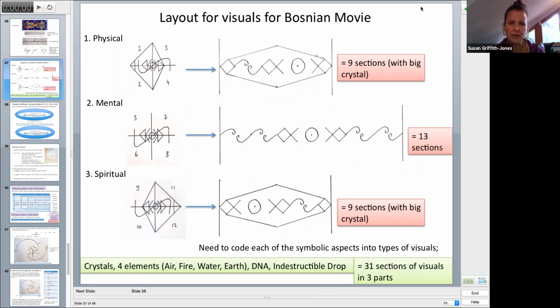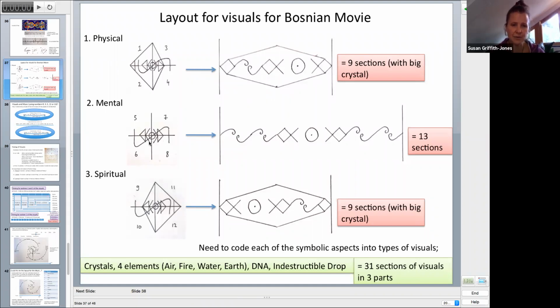So let's just look at this first layer. Now what I did was I created a linear symbolic procession of what should come first, second, third, fourth. So we've got a crystal, we've got an element, we've got an element, we've got a crystal, we've got the factor 64 grid, we've got the circle, the indestructible drop in the middle, we've got the factor 64 grid, and we've got a crystal, all enclosed within a larger crystal. So we have now 9 sections to this first section of physical.